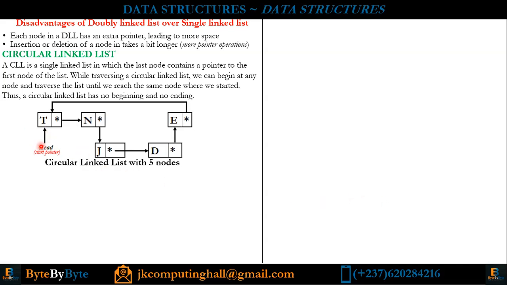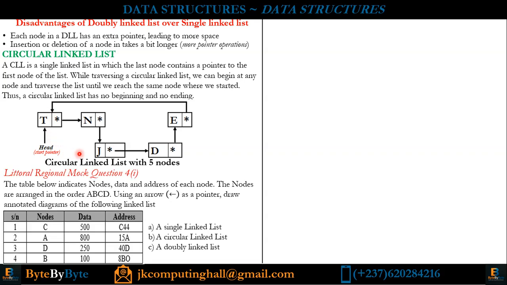You see that from here, this is the head coming to the first node. When I start, I move to N, from N to J, from J to D, from D to E, and from E, I come back to T. So this is what makes it circular, because this last element points back to the first element.